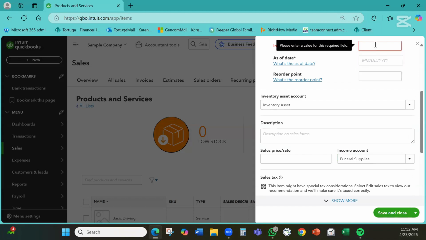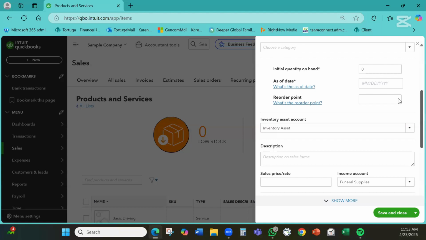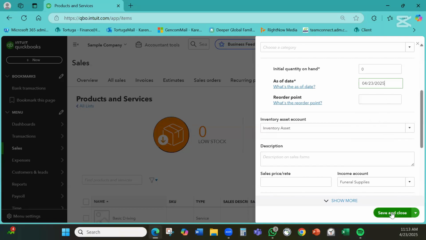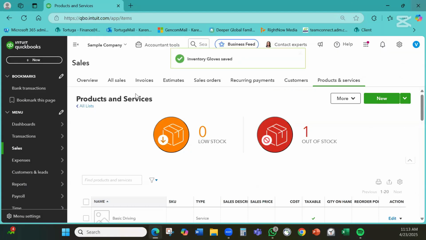It's asking me for a quantity. I don't have any quantity on hand, 0. Save and close. What is not right? What's wrong with you now? Oh, a date. So it wants me to put in a date. So let us start again. All right, so it puts it there.